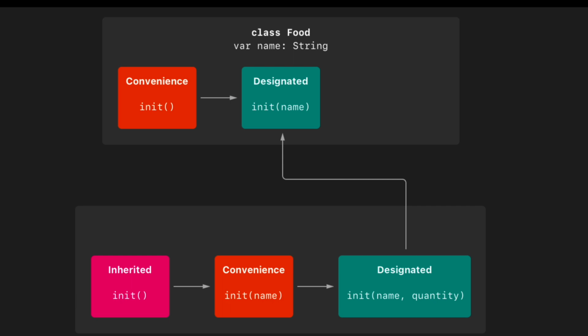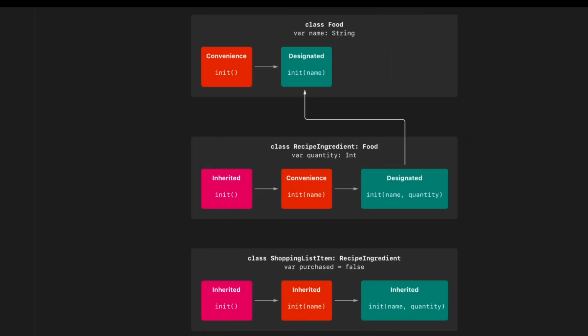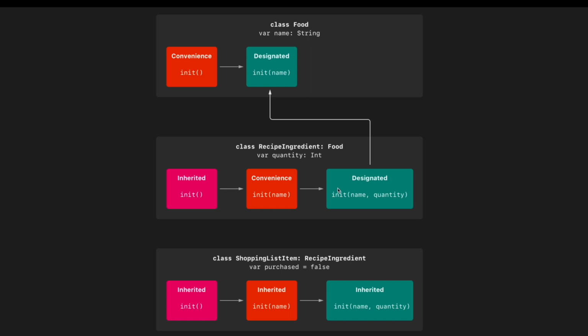This is the previous picture that we have already discussed with the relationship between Food and RecipeIngredient, and here you can see that another class is added. So you can see that the inherited init method on the ShoppingListItem is inherited from RecipeIngredient, which is inherited from the convenience method of the class Food, and the inherited init name method is inherited from our convenience init method, because the designated method is inherited from our RecipeIngredient. So all of the methods inside the class ShoppingListItem are inherited.